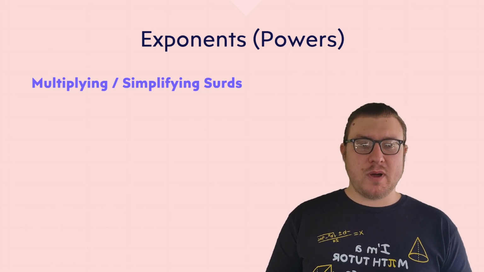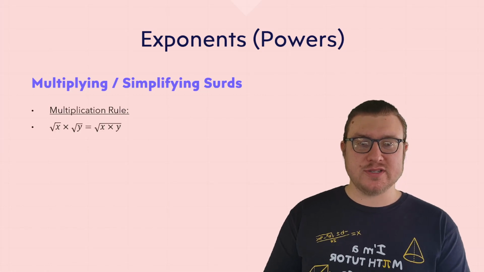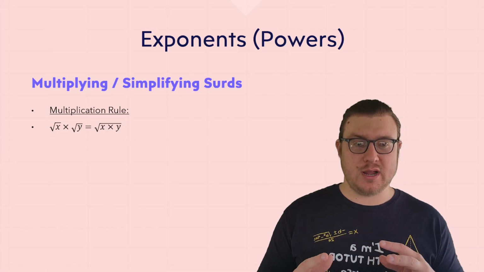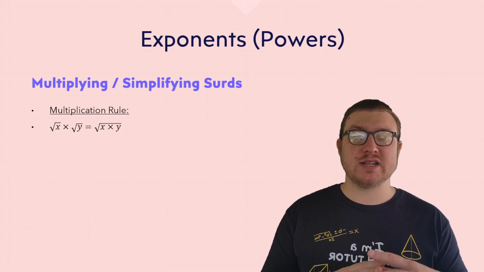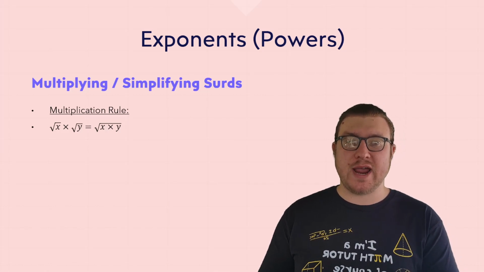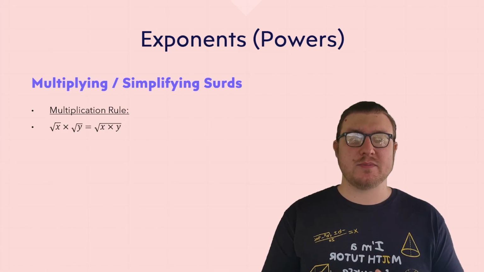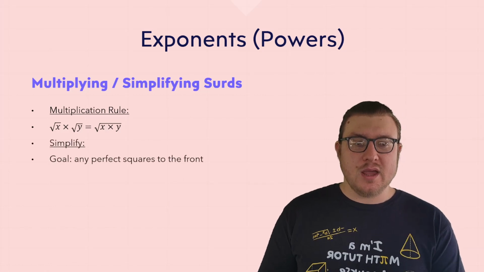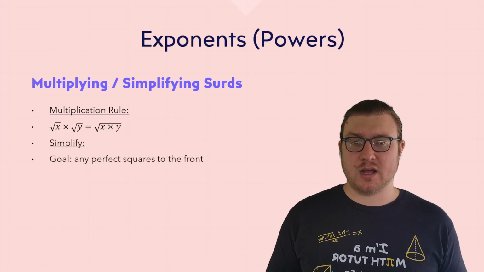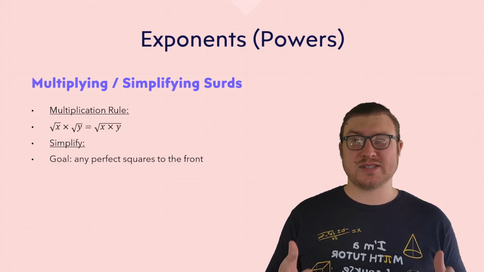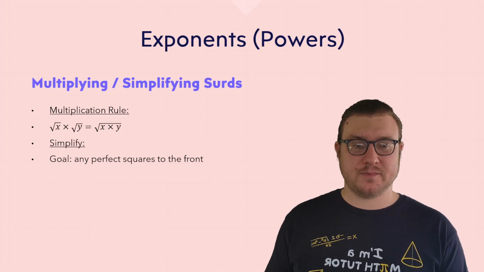Now, when we talk about multiplying and simplifying surds, we have the same rule, but we can split the radicals apart only if there's multiplication. So the square root of x times the square root of y becomes the square root of x times y. This is the way of simplifying these kinds of surds, and it is similar to simplifying fractions.